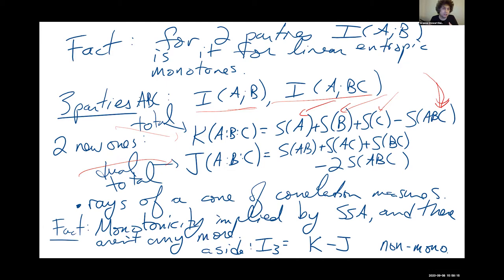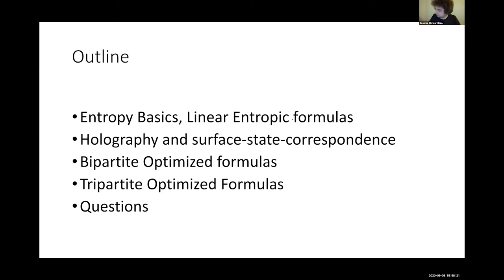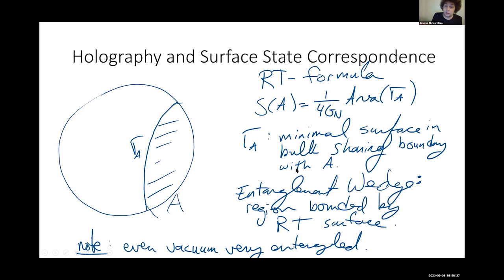Okay, so that's entropy basics and linear entropic formulas. Now let me say what I'm going to use about holography and the surface-state correspondence. We don't have to use a lot, in fact. We're going to use the Ryu-Takayanagi formula together with a generalization of it to regions that don't lie on the boundary of your AdS.